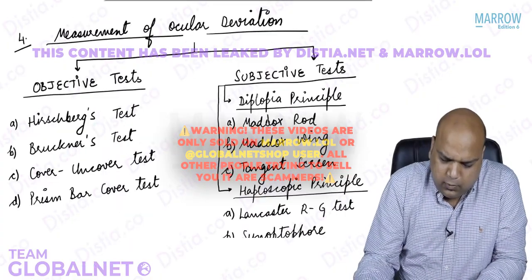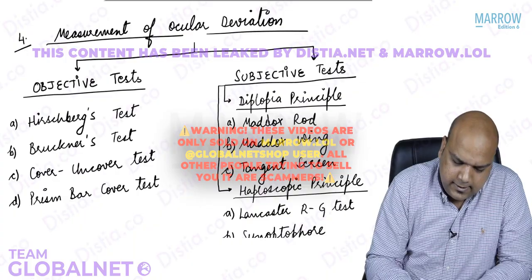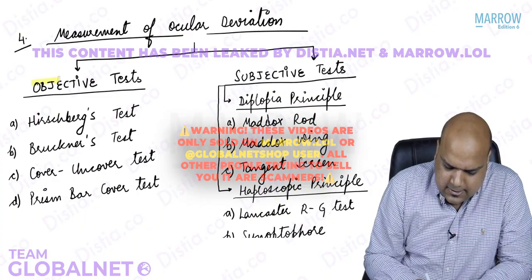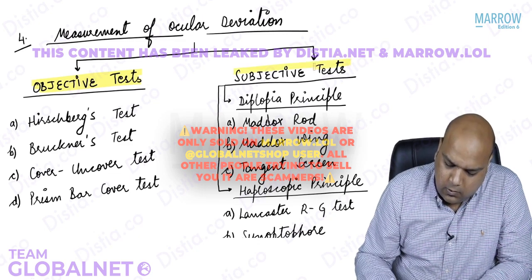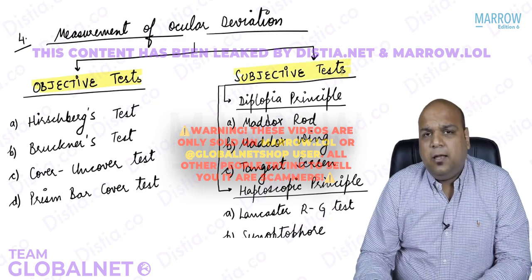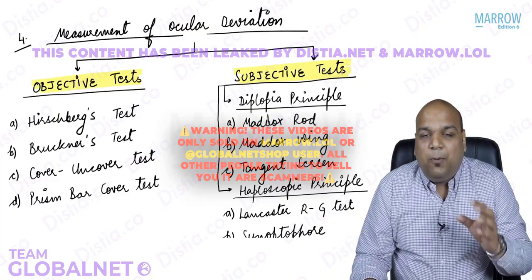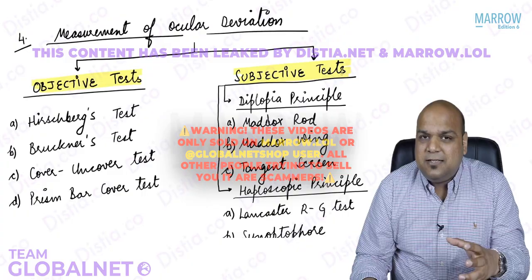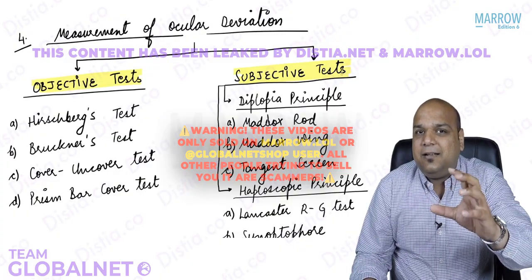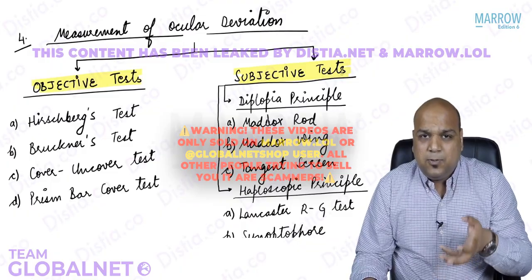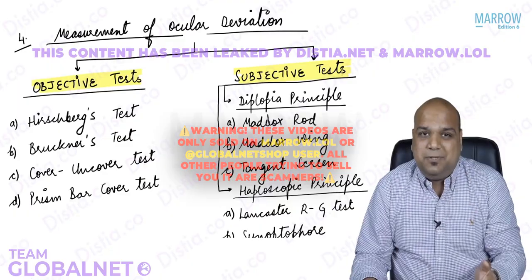Done. So group 4, measurement of ocular deviation, has a number of tests, as you can see on the screen, guys. We can divide these tests into two groups: objective tests or subjective tests. I hope you understand the difference between the two basic words, objective and subjective, guys. Objective means in which the object, everybody, is seeing the results of the test. Okay, so between a patient and a doctor, the doctor is the object and the patient is the subject, everybody.